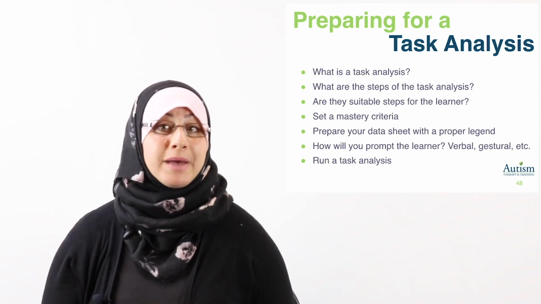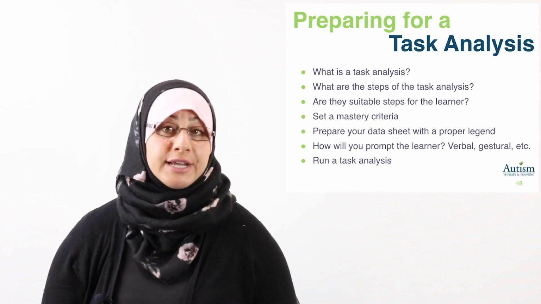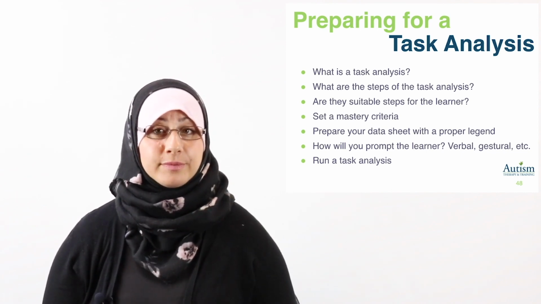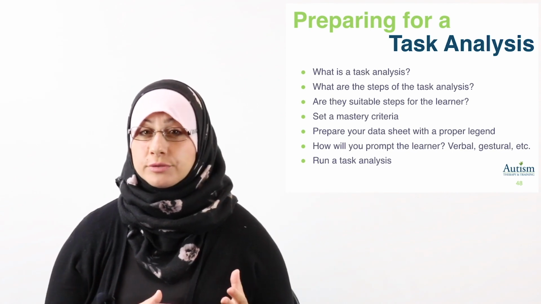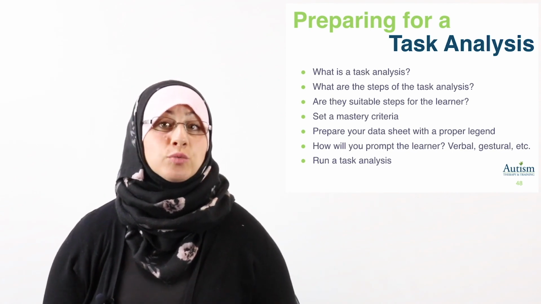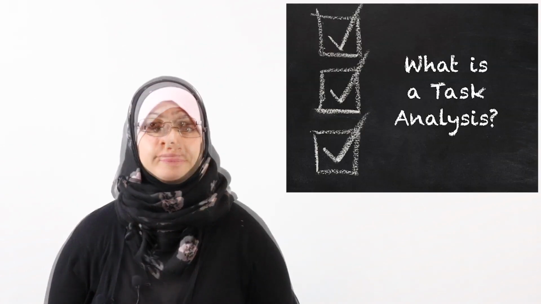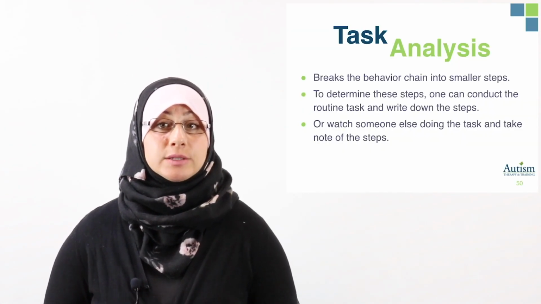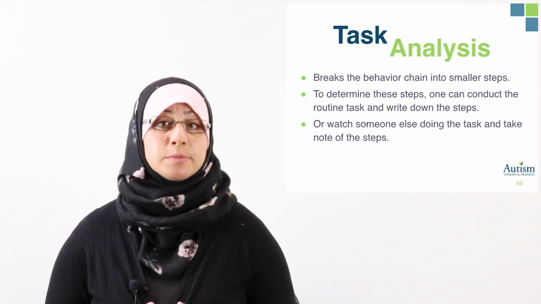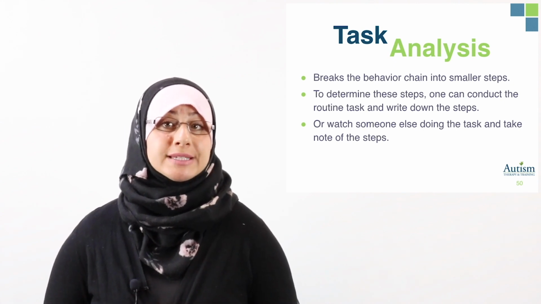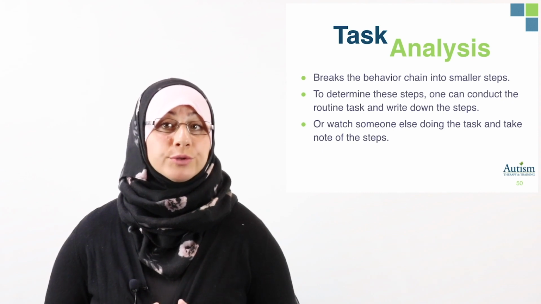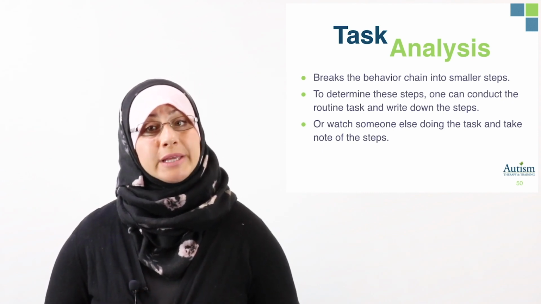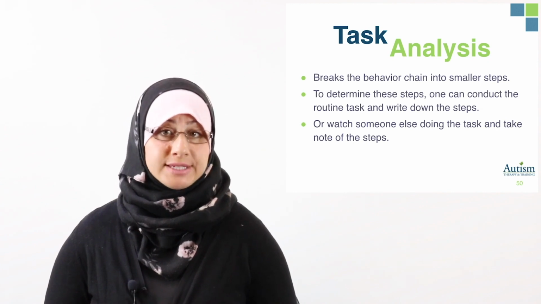Now, we'll need to set a mastery criteria, prepare your data sheet with a proper legend. How will you prompt the learner? Verbal, gestural. Now, we need to run the task analysis. So let's get into what a task analysis is. It is when we break the behavior chain into smaller steps. To determine these steps, one can conduct the routine task and write down the steps, or watch someone else doing the task and take note of the steps.